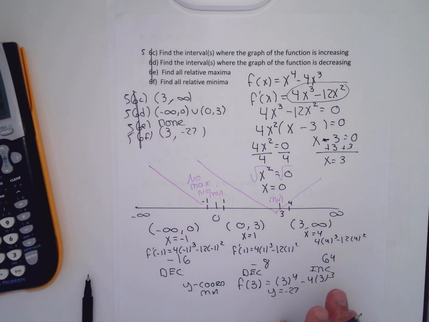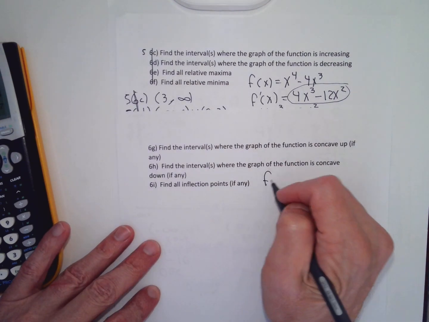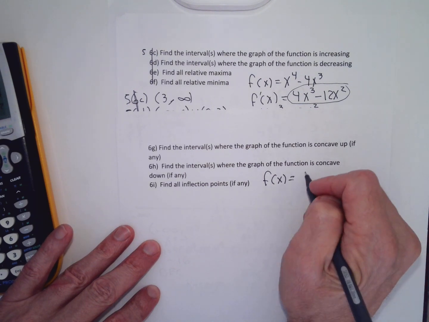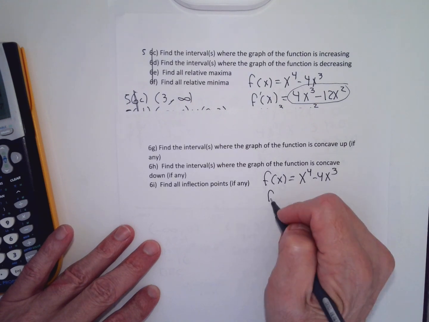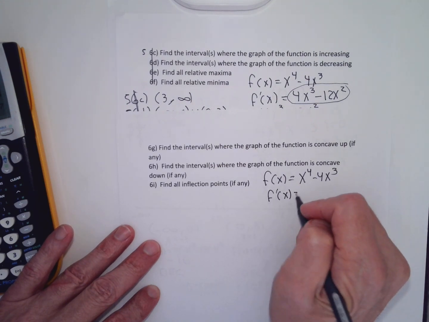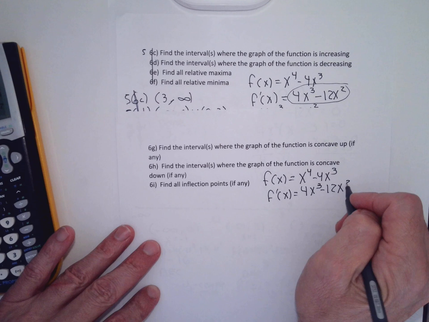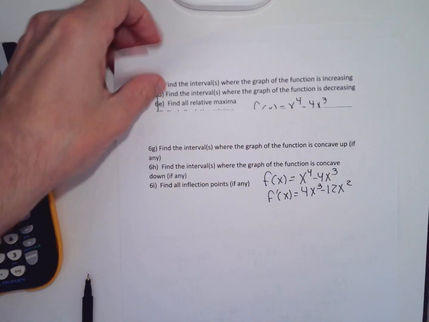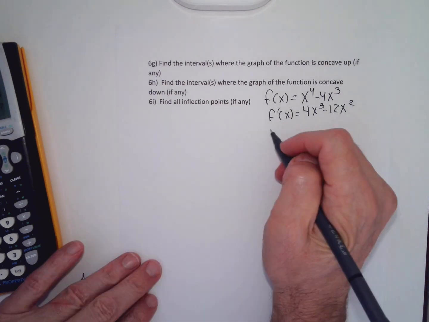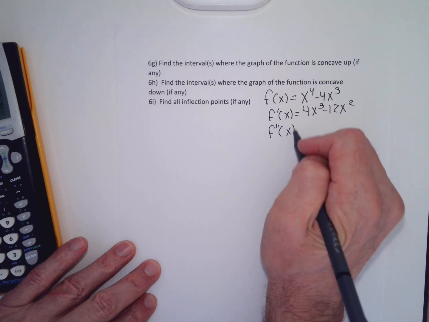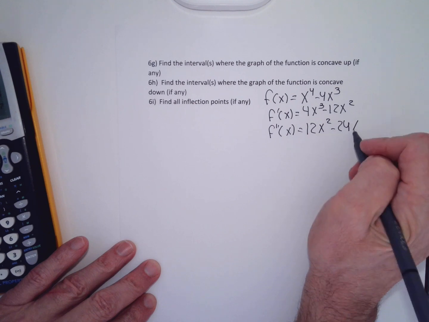So now all the concavity questions, which means I need to get the function carried forward. So the function itself is x to the 4th minus 4x cubed. I don't need the first derivative to answer the concavity questions, but I need the first derivative to get the second derivative, and I need the second derivative for the concavity questions. So let's find that second derivative. The second derivative is 12x squared minus 24x.